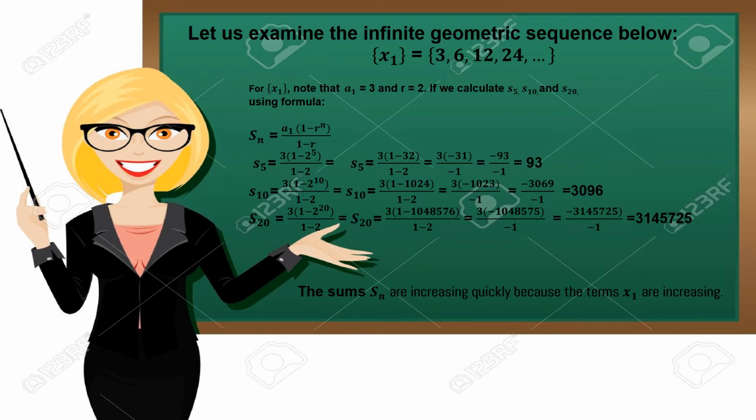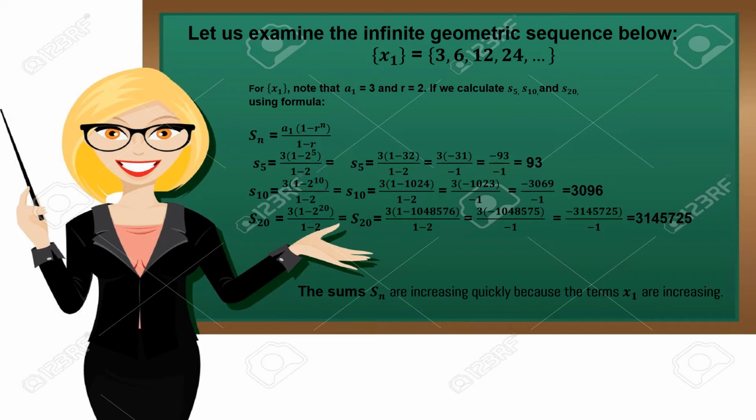So, let's start with 5. What is our a1? That is 3. What is our r? That is 2. Then n is 5. Just multiply that 2, 5 times. So, your answer is 32.